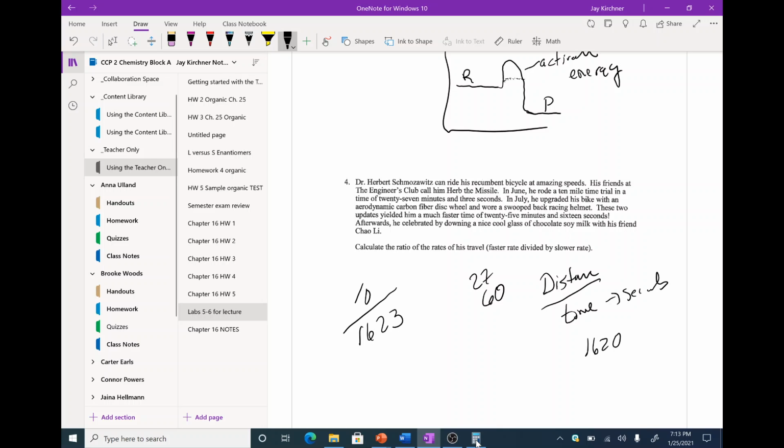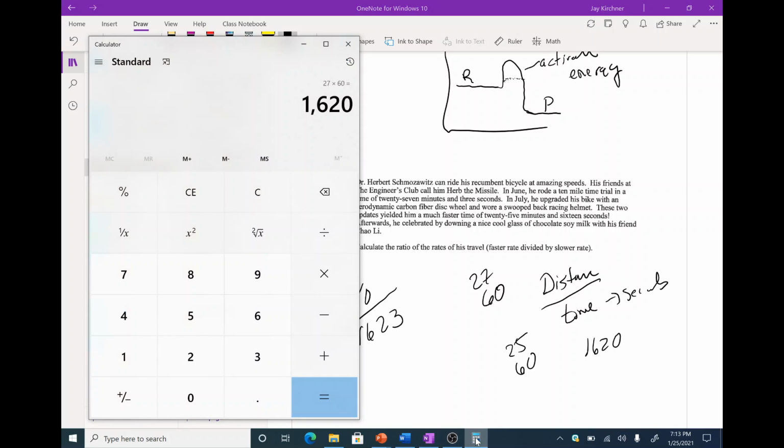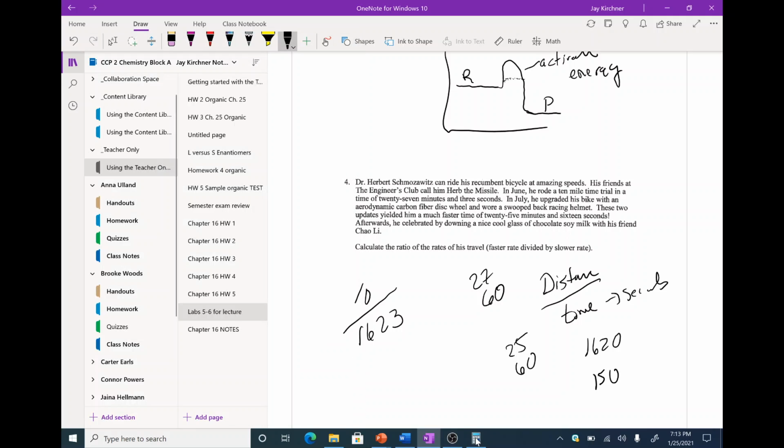Next one. He did it a little bit faster. He did it in 25 minutes. So 25 times 60 plus some seconds. So how many seconds is it? 1516. So I'll put 10 miles were done in 1516. So divide this out. Let's do it.